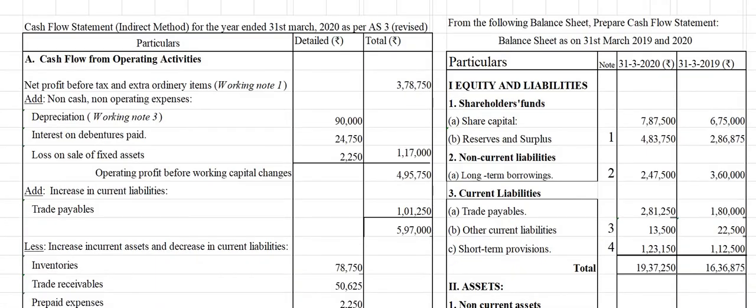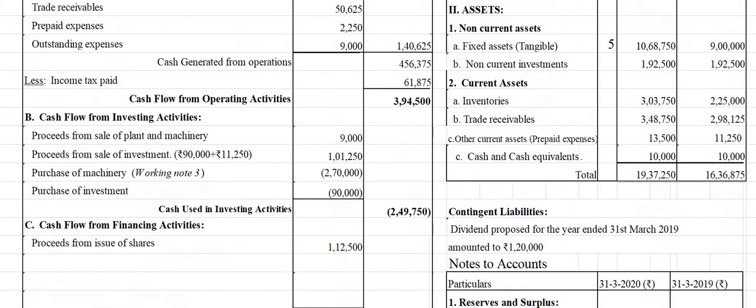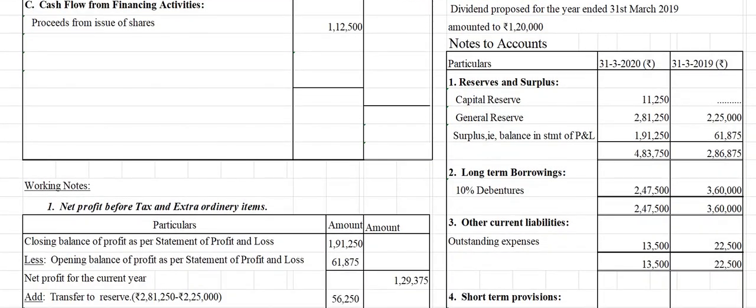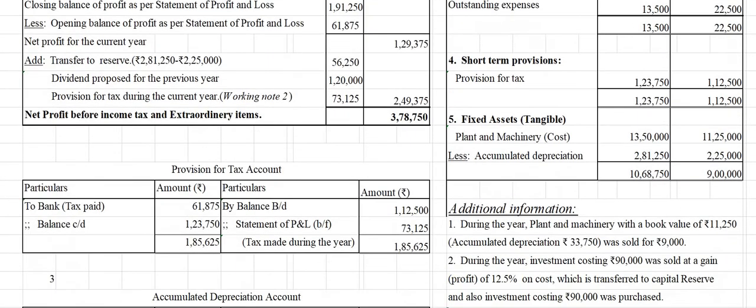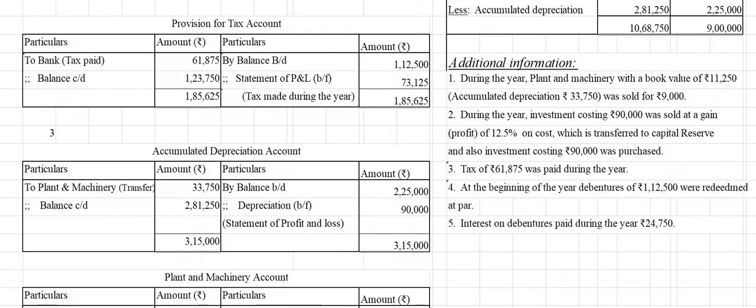Here share capital is over, reserves and surplus also over. Then long-term borrowings. In notes to accounts it is given that 10% debentures. In 10% debentures, if nothing is given regarding the interest, we will take 10% interest on the opening balance. That means here we will get 36,000 as the interest. But in this question, interest is given. Interest was paid for this much only. How much? Interest on debentures 24,750.